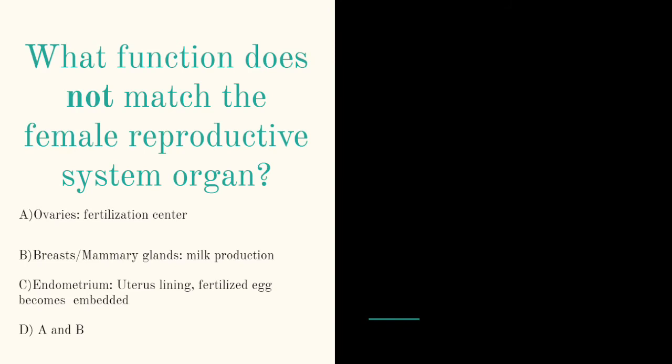The first question asks, what function does not match the female reproductive system organ? As we learned earlier, the function of the ovaries is where the oocyte production occurs. Therefore, A does not match. The other two organ systems match because milk is produced in the mammary glands, and a fertilized egg becomes embedded in the endometrium. So A is the correct answer.